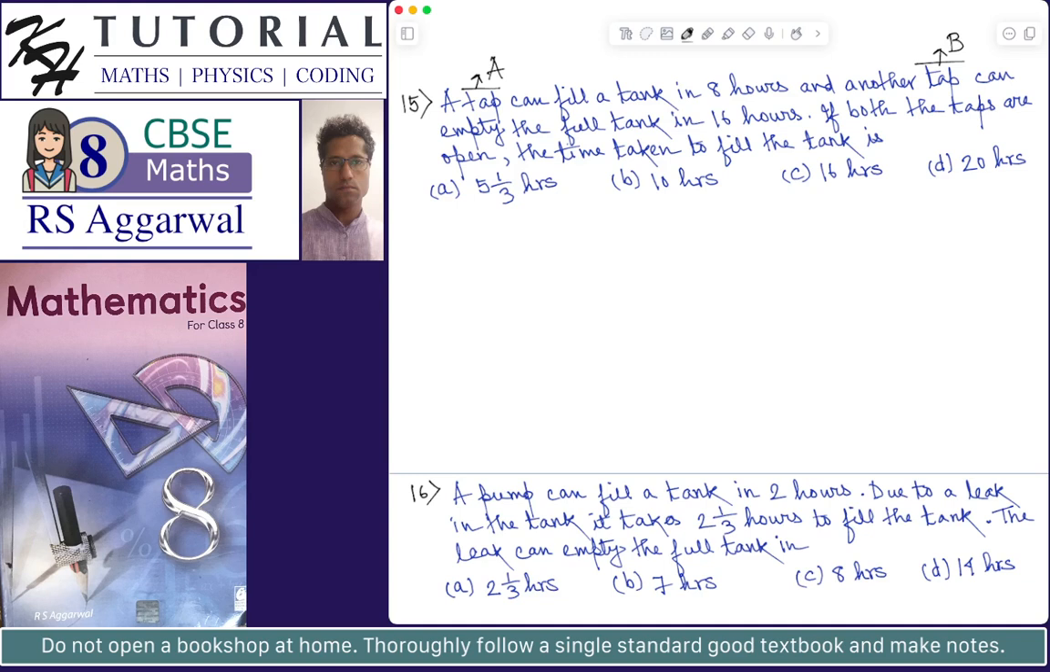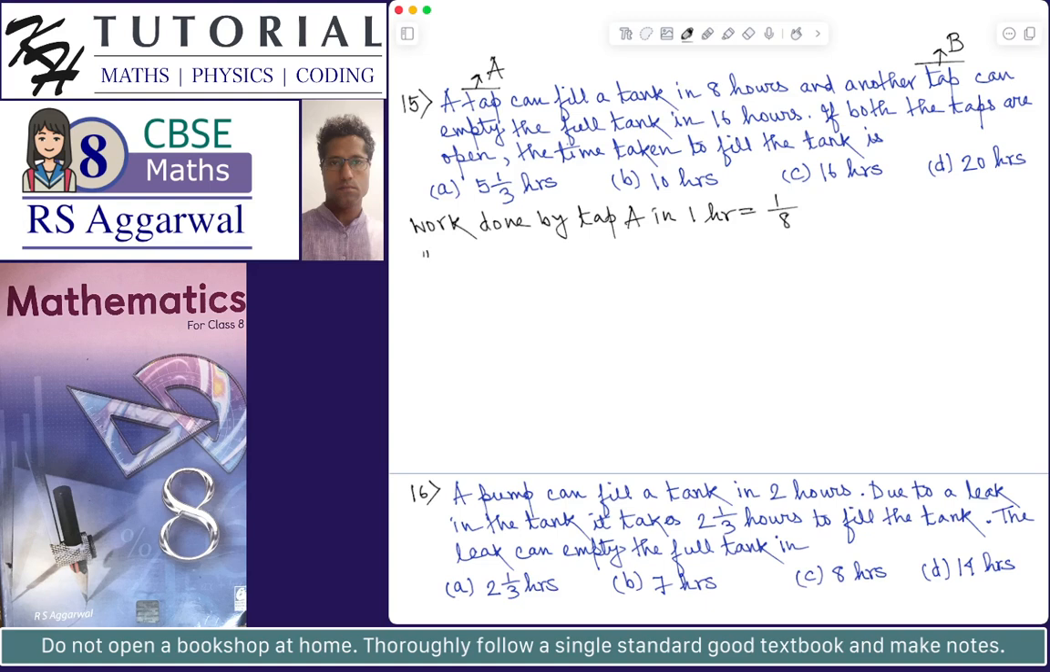Okay. So we have work done. So definitely, if the tank is to be filled eventually, then the work done by the inlet, that is the tap A, in 1 hour has to be more than the work done by the tap B, which is an outlet. So work done by tap A in 1 hour is equal to 1 by 8, or you can interpret this information as 1/8 of the tank is being filled by tap A in 1 hour.